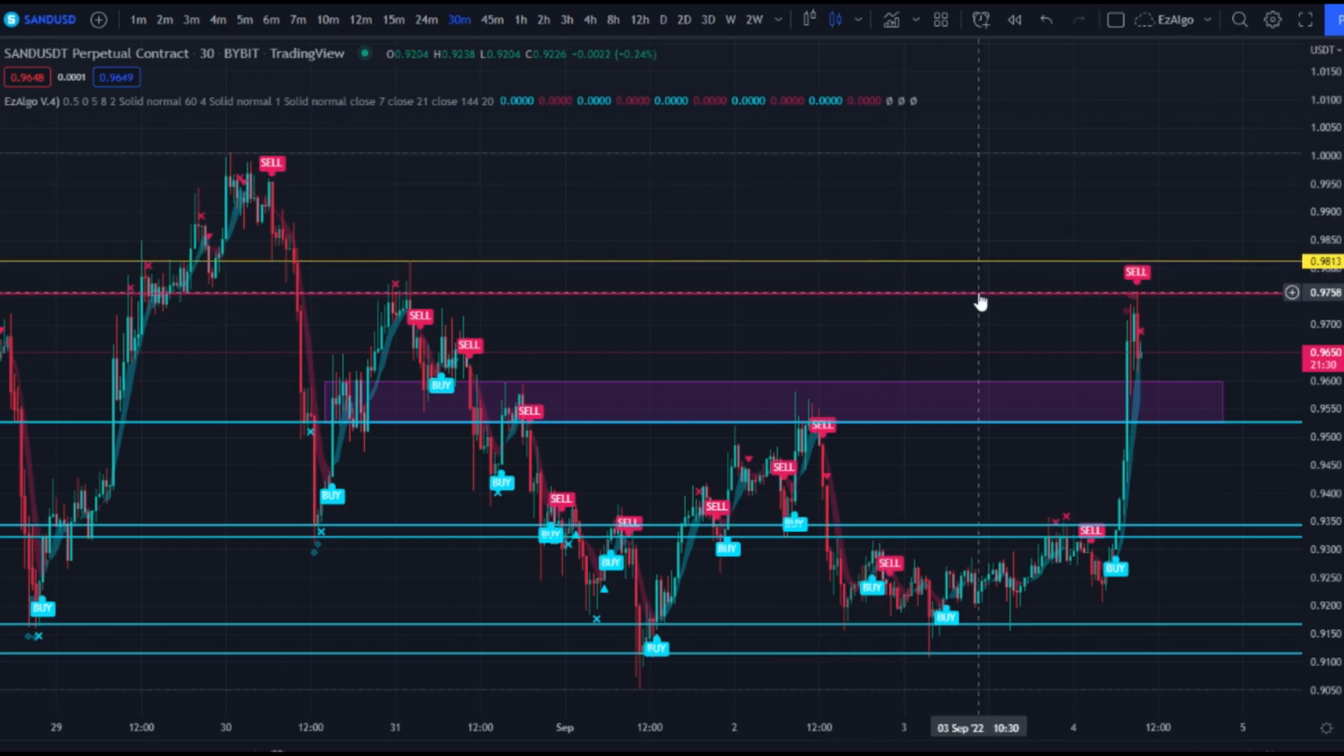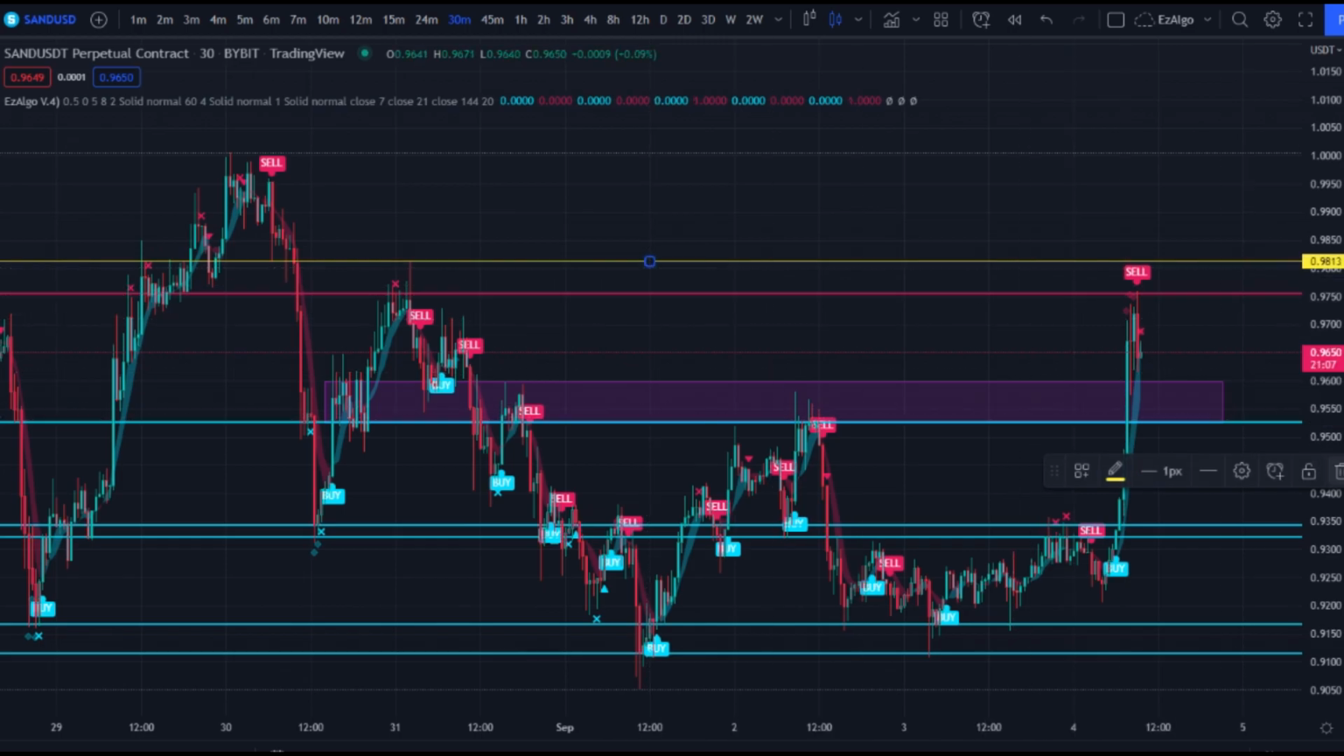So a swing failure pattern is a failure of a level or of a point, right? So it doesn't necessarily have to be an EzAlgo level. I like it to be an EzAlgo level. It makes it a lot easier to find those levels when you have an indicator like EzAlgo, but it can also be a wick, for example, like this wick back here. Could be another level to swing failure.